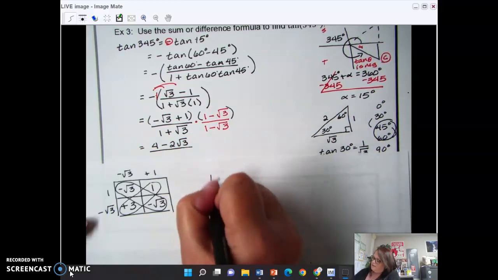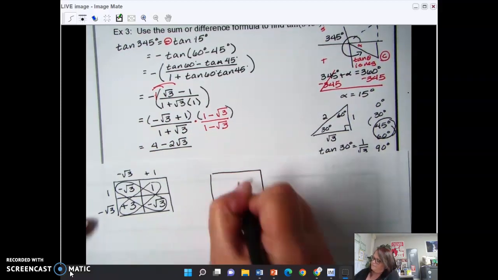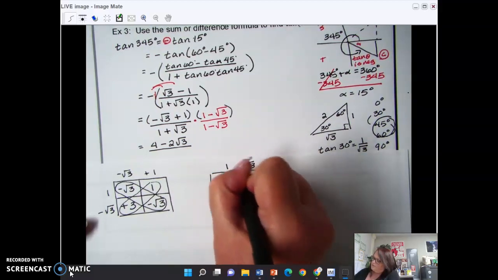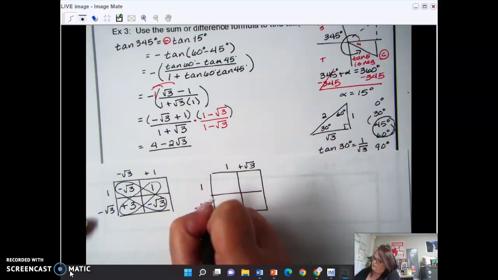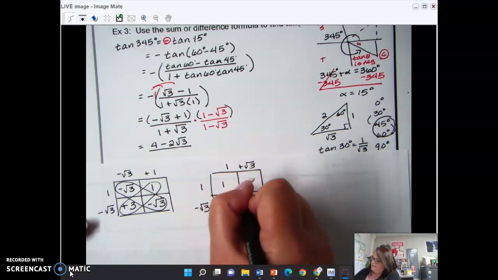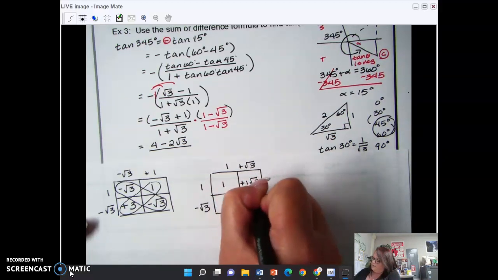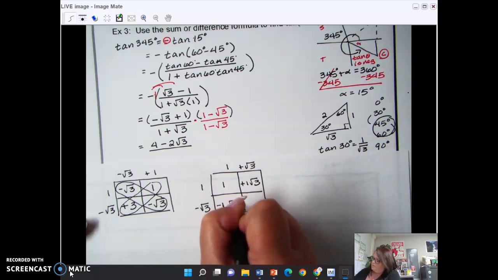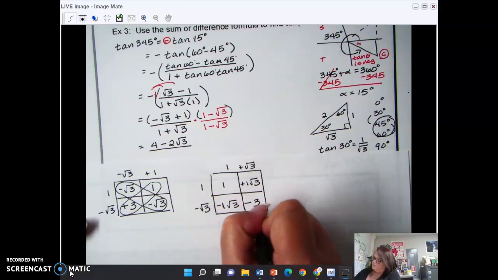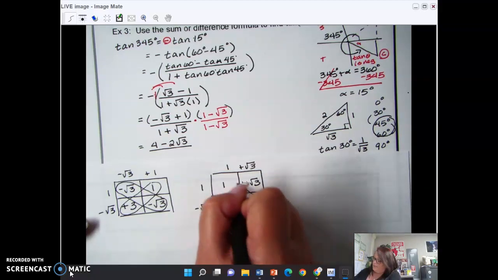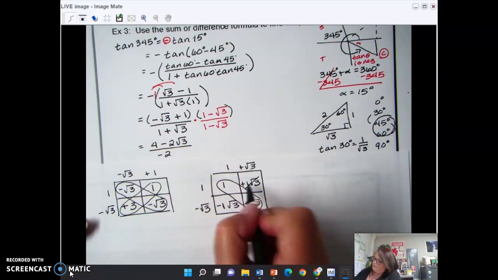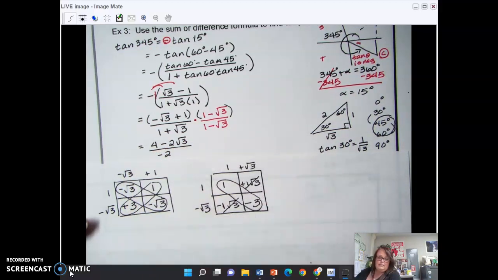And then in my denominator, I have 1 and root 3 positive, and then I have 1 and negative root 3. So again, if I do this method, I've got 1 times 1 is 1, and then I have positive 1 root 3, and then I have negative 1 root 3. Positive times a negative is a negative, and the square root of 9 gives me 3. So when that comes together, 1 plus negative 3 gives me negative 2, and positive 1 root 3 and negative 1 root 3 cancel each other out.